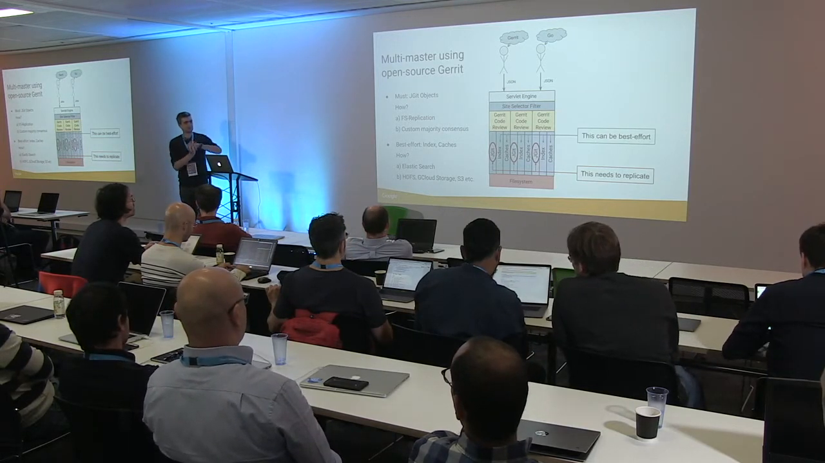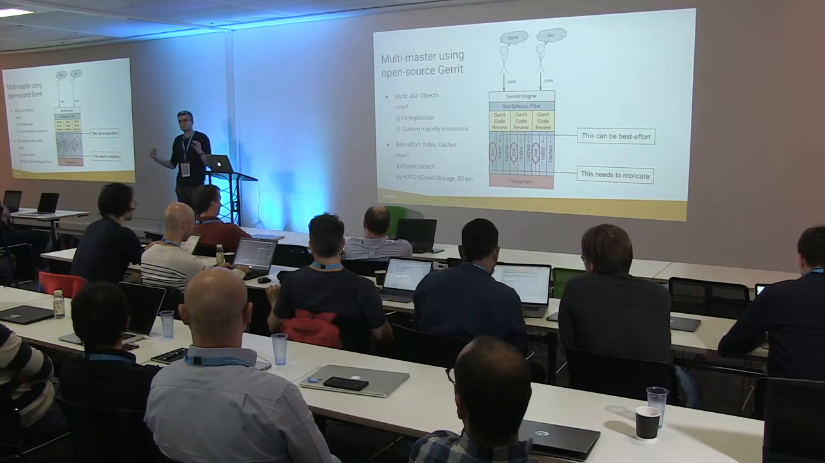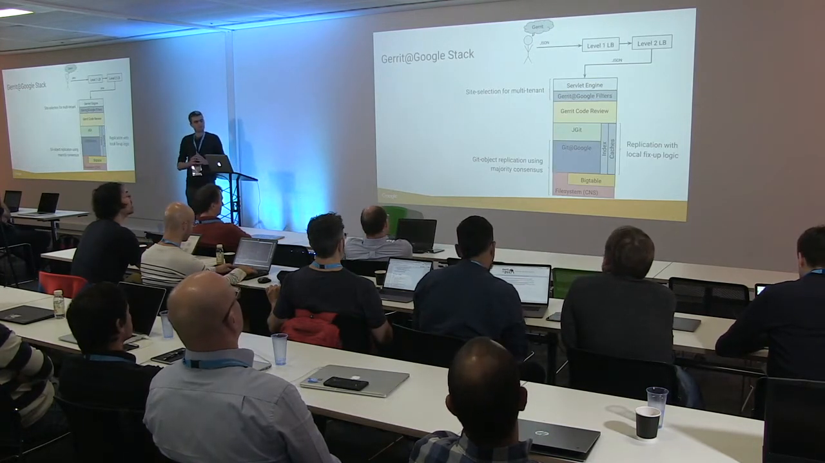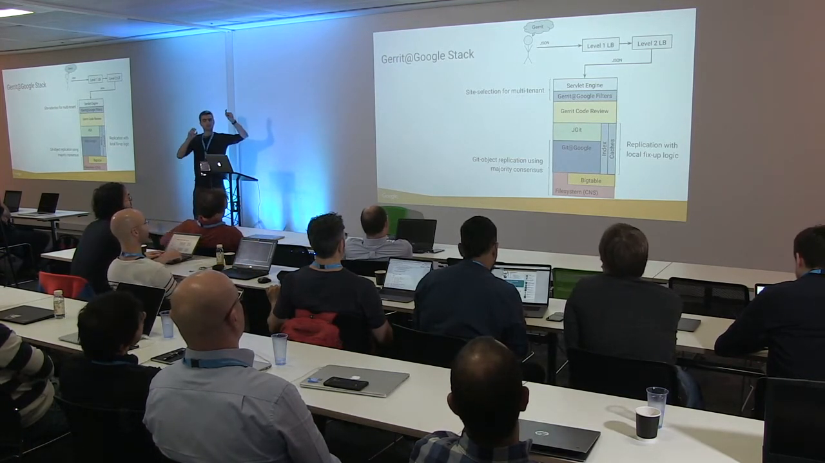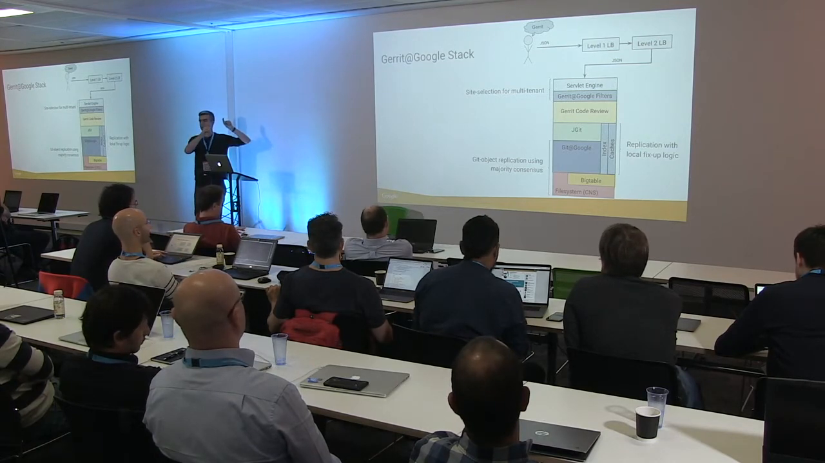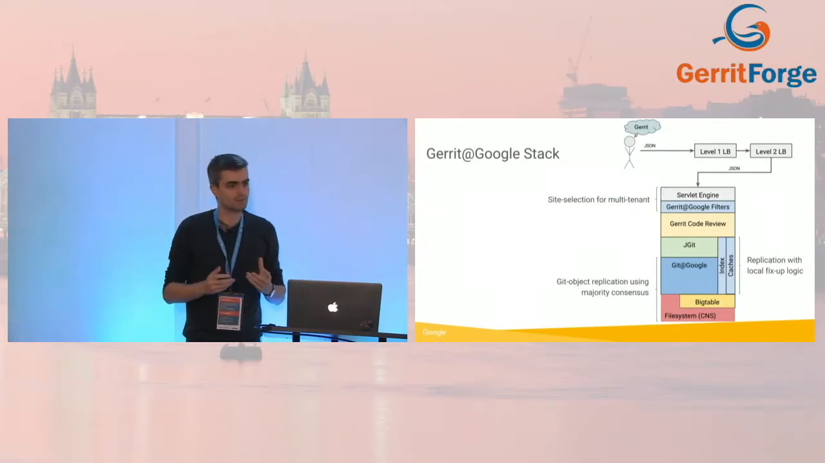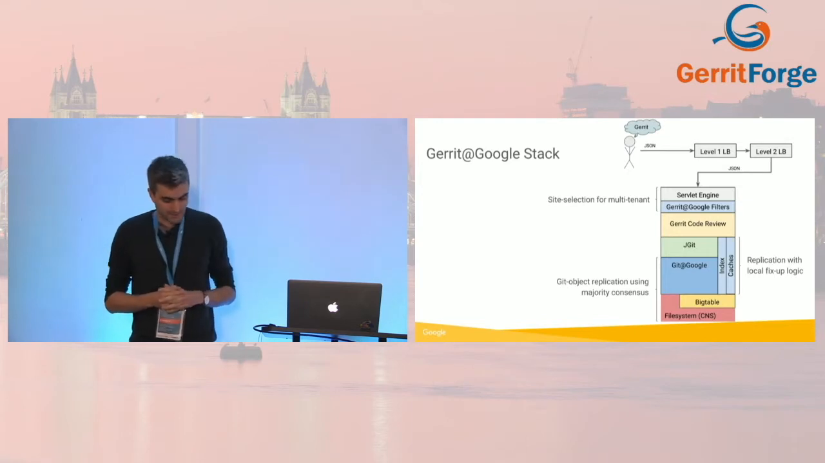Okay, so we took that multi-tenant system and replicated it globally. Now it's a multi-tenant and multi-master system, actually pretty close to what we run at Google. So this is the stack that we run in total. We have selection filters and a couple of other filters to decide what the traffic is for, which host it is going into. We are also based on JGit, no magic there. We have indexes and caches that replicate. And all of our system is basically based on a file system and on Bigtable. That is nice on its own because that provides some replication mechanism.